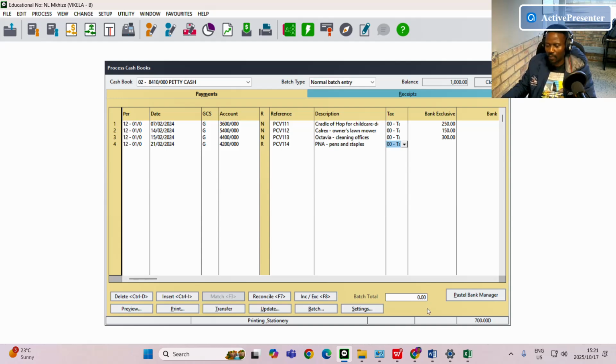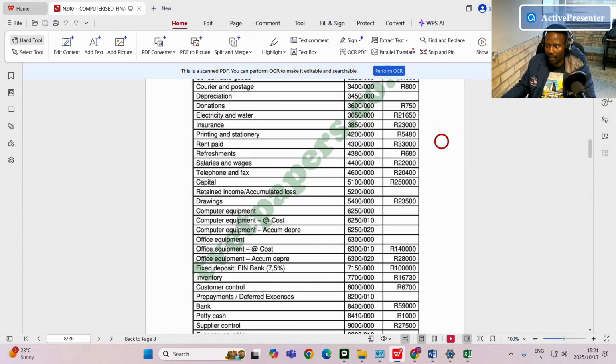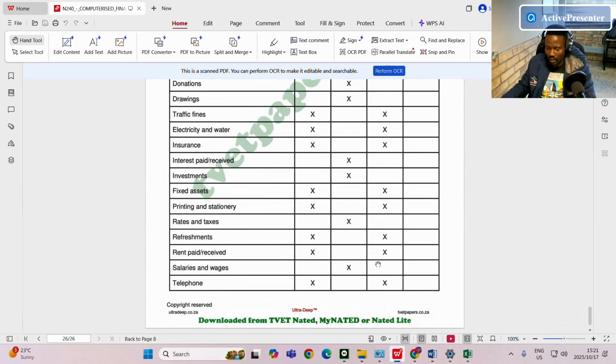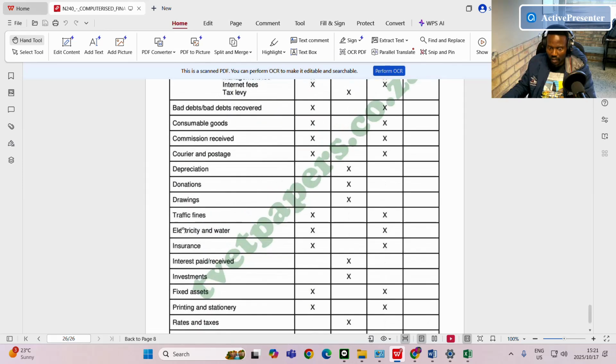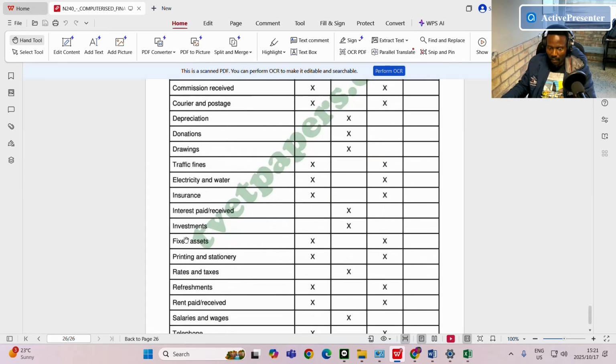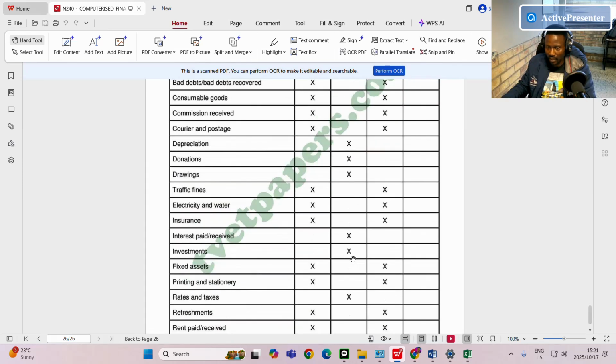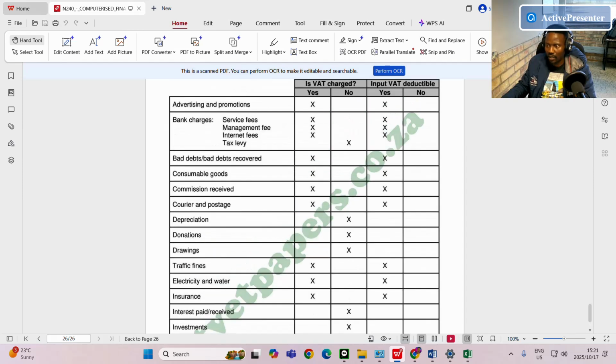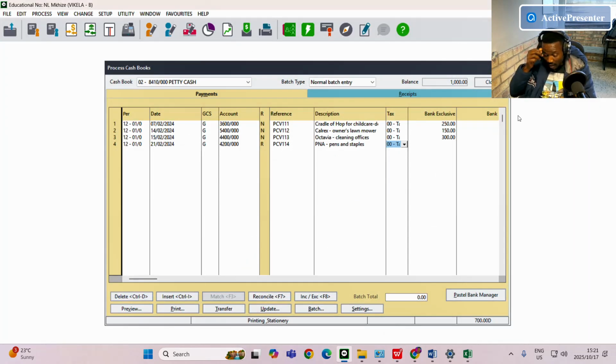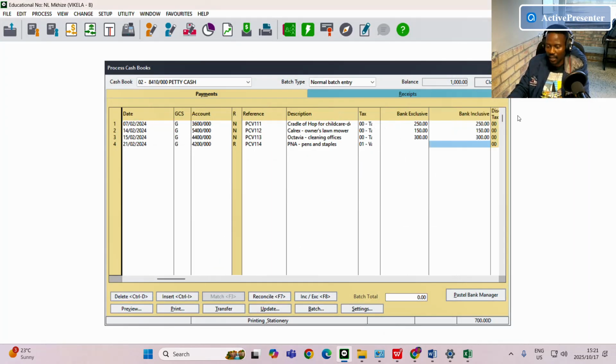Right, so with printing and stationery, definitely VAT is involved. Let me just go to the last page so you're going to see printing and stationery. Yes, VAT is involved. It's standard rated. It's taxed at standard. I mean, VAT is charged at a standard rate. 123.58.